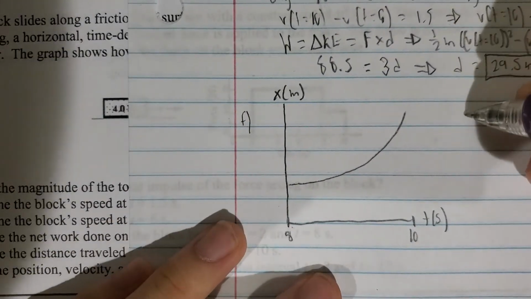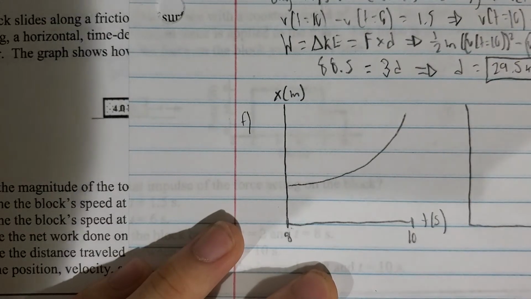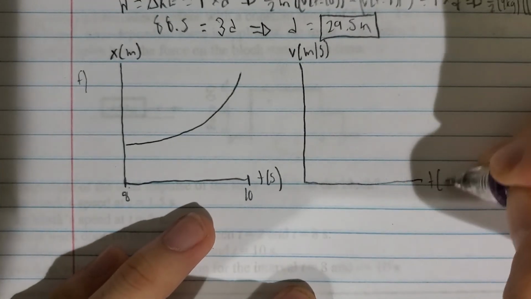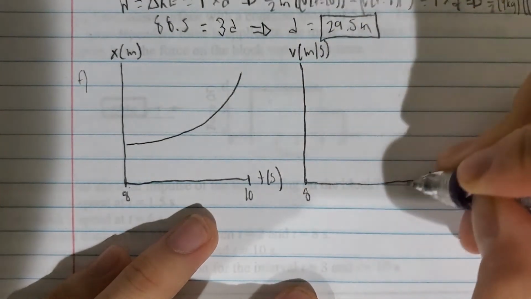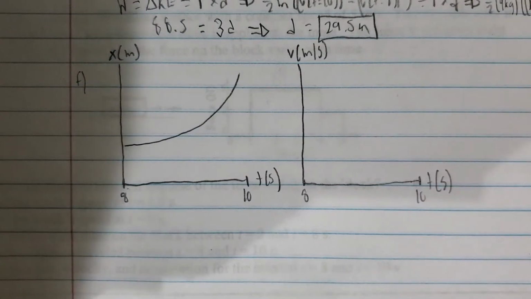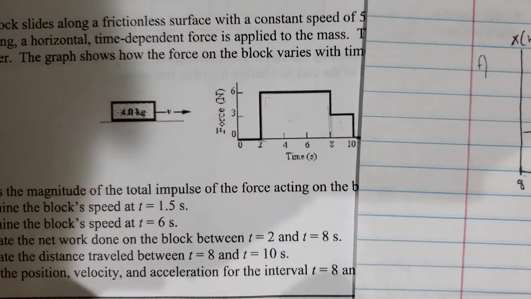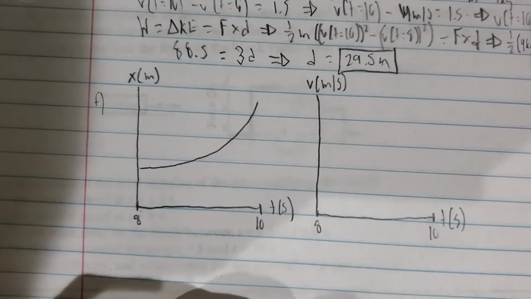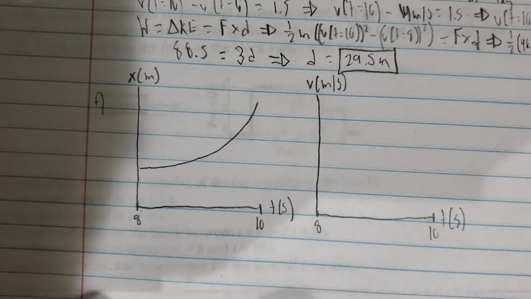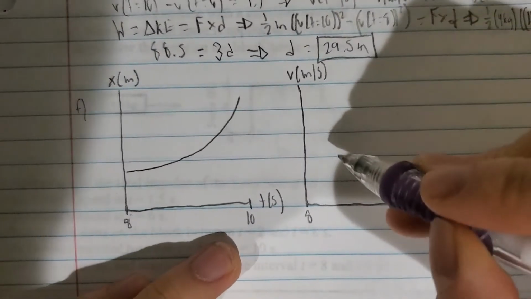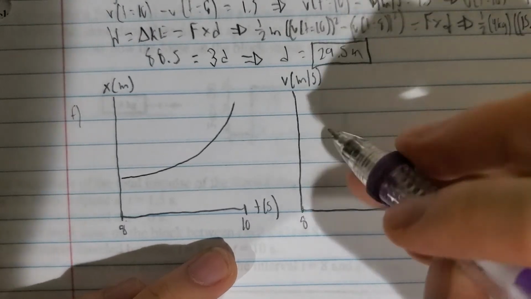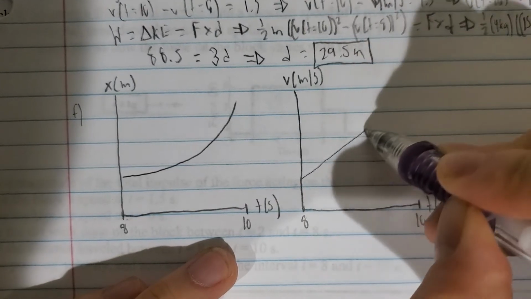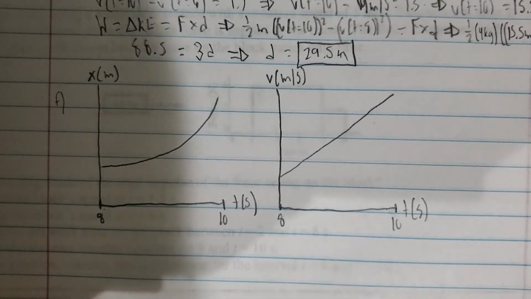Okay. Now for velocity. V in meters per second, from 8 to 10. As I said before, from 8 to 10 there is a constant acceleration because there is a constant force right here. A constant acceleration means that velocity is going to be steadily increasing in a straight line. So the graph will look like this for V versus t, a straight line.